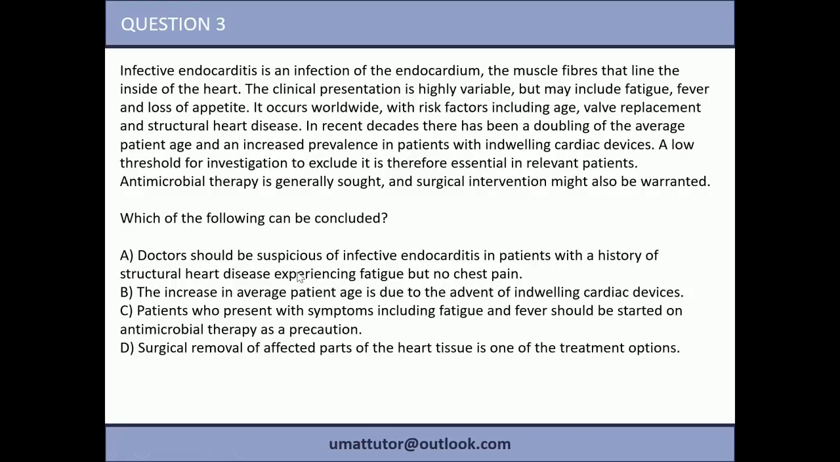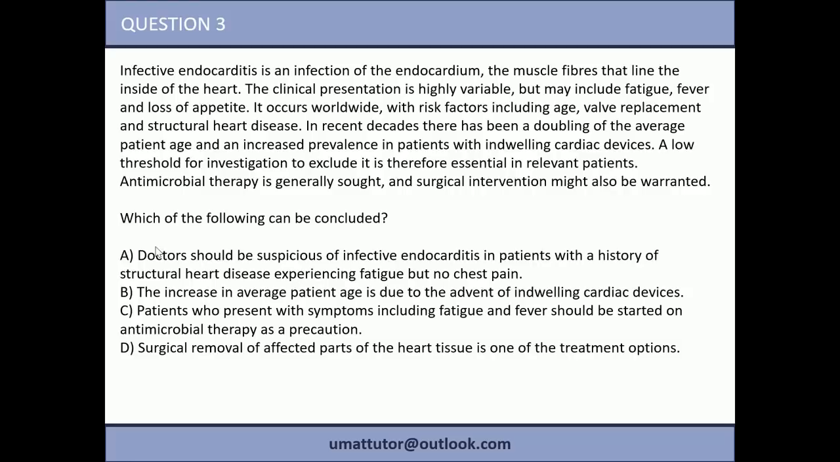The wording of option A is also quite nice and general. It's saying doctors should be suspicious rather than doctors should diagnose or doctors can be certain of. It's saying that doctors should consider this. It should be a thought they have, but it's not definite. That's a nice general wording. So all in all, that's a pretty good option.